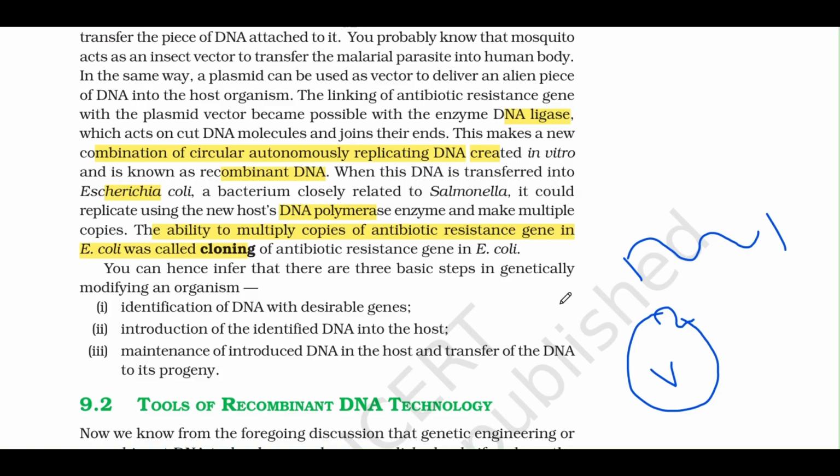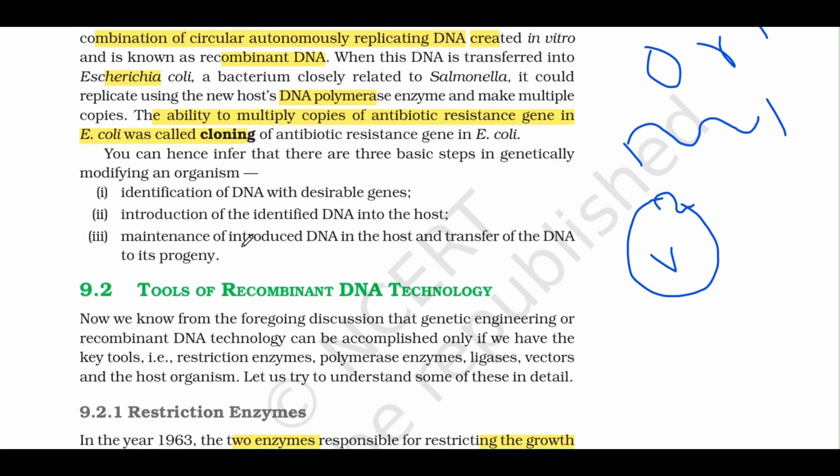So we can transfer this vector into the host. From this host, the vector multiplies, and it must have an ORI, the origin of replication, which helps start replication in an organism. The ability to multiply copies of the antibiotic resistance gene in E. coli is known as cloning. The last step is maintenance of the introduced DNA in the host and transfer of the DNA to its progeny. These are the basic steps.